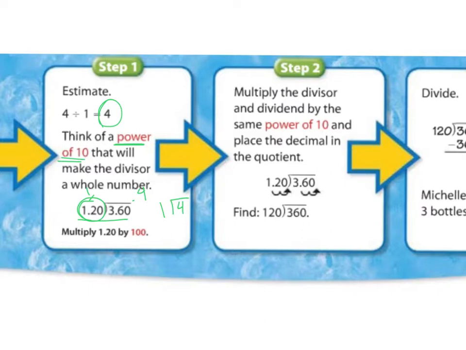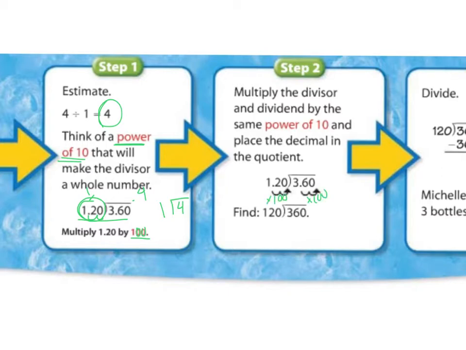So I'm going to count 1, 2. There's two numbers behind. I'm thinking, oh, okay, 100 has 2 zeros, 1, 2. So that I know will move the decimal twice. So now we're looking at step 2 right over here. If I multiply the divisor by 100, I must also multiply the dividend by the same power of 10 and place the decimal in the quotient, which is the answer of the division problem. So we know we're going to bring the decimal straight up. Our new problem is 120 on the outside and 360 on the inside. Read 360 divided by 120.